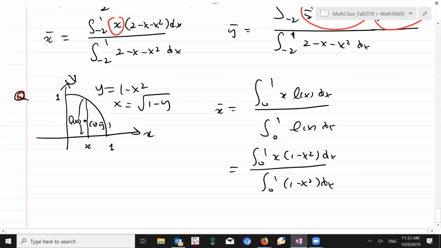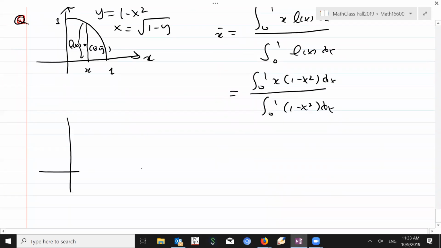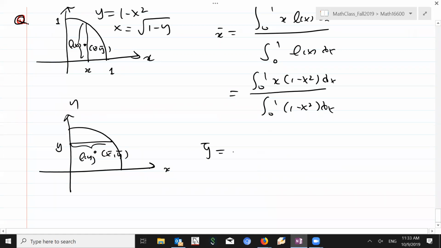Now for the y coordinate of the centroid, you can use the same idea. You don't need to use the x variable. You get the same result. Okay? So let's go back to the picture here. Here's x bar, y bar. So what you do is you just take an arbitrary value for y, you measure this length at y. And then the y coordinate of the centroid is going to be the integral from 0 to 1 of y times ln y dy. Okay? You will get the same result.